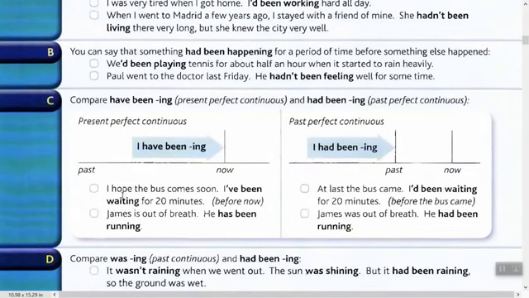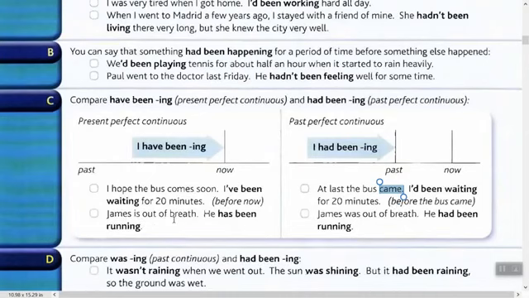For example, I hope the bus comes. You see, comes. It means now. I hope the bus comes soon. Now. What do we say? I've been waiting for 20 minutes. Continuing. It's been 20 minutes. No. I've been waiting. But at last the bus came. Meaning in the past. In the past. Okay. At last, in the past, excuse me. It says the bus finally arrived, say you're talking about yesterday. He says I'd been waiting for 20 minutes in the past.